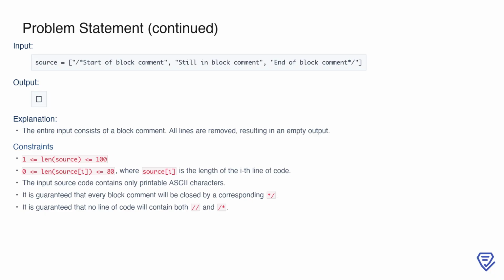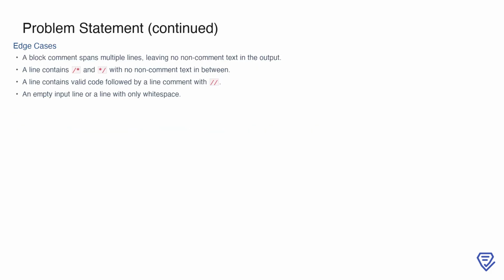Additionally, there are constraints to keep in mind. The input will always have at least one line of code and at most 100 lines. Each line will be no longer than 80 characters and will only contain printable ASCII characters. Furthermore, it is guaranteed that every block comment will have a corresponding closing delimiter, and no line will contain both // and /*. Finally, let's consider some important edge cases.